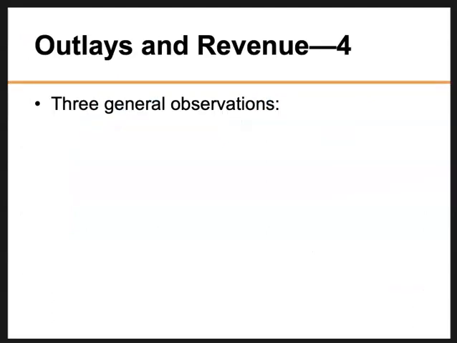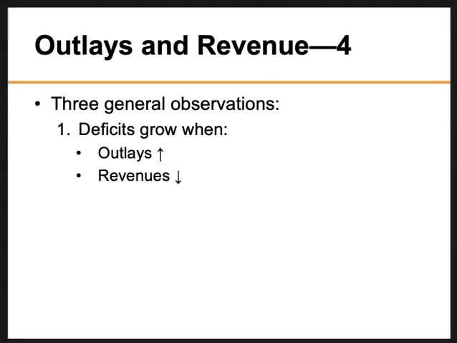Now let's go back one step and see what's going on. One more time, three general observations, right? What we saw was that deficits grow when outlays increase, revenues decrease, or outlays increase and revenue decreases, right?